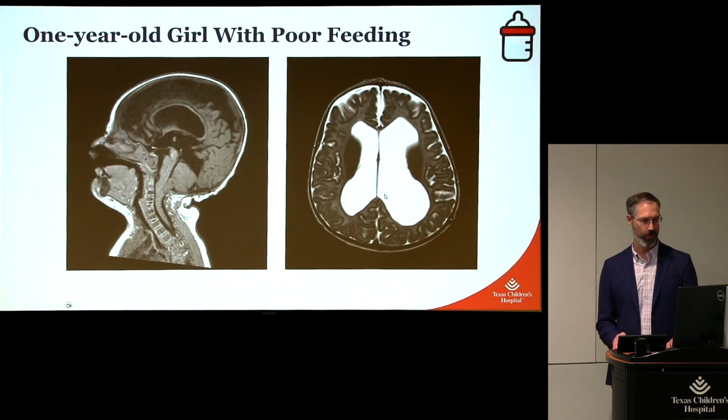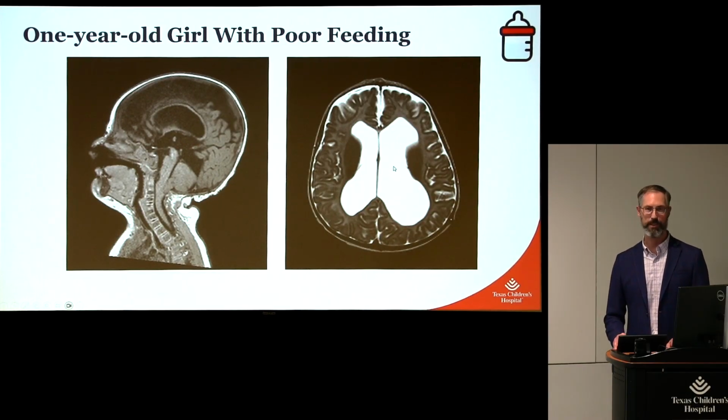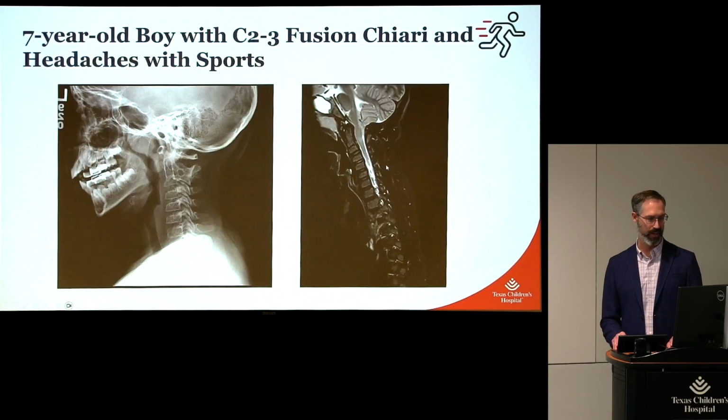This is a 1-year-old girl with poor feeding. So you can see the nose here, the back of the head. You can see this looks also very different than the last two images. You can see the Chiari malformation, which is here, but also increased fluid in the brain. And so this patient may need drainage of the fluid rather than treatment of the Chiari.